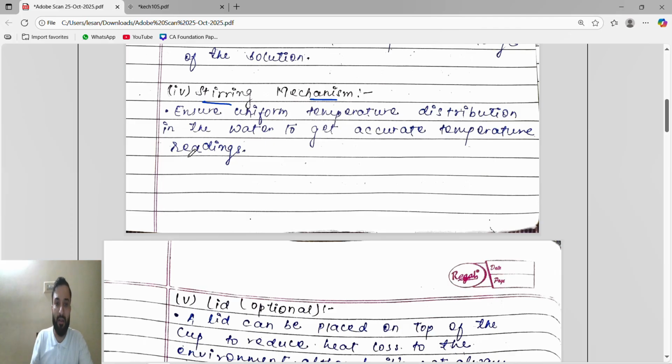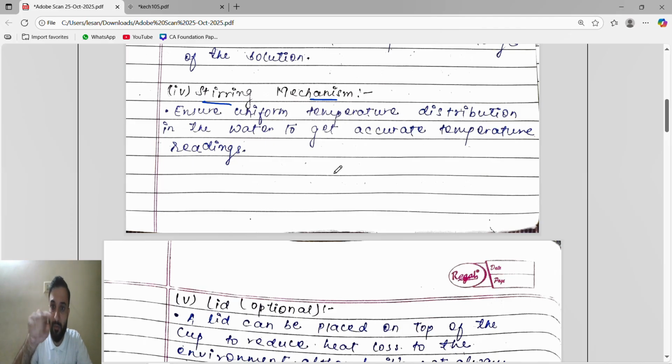Otherwise, what will happen? If we do not use the stirring mechanism, the heat is coming, so nearby water will have more heat because the heat will get trapped near there. The water which is away from the heat shows a different temperature. So when we dip the thermometer at different points, we will get different readings. We will not get an accurate temperature reading. So that's why we use the stirring mechanism.